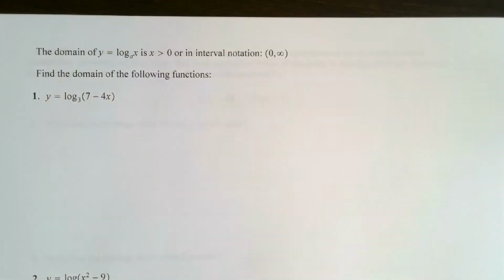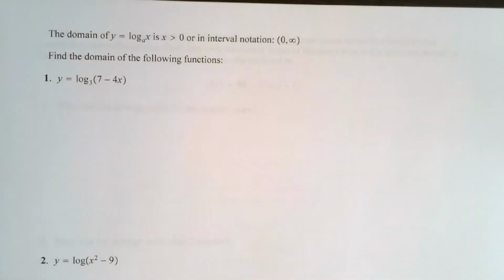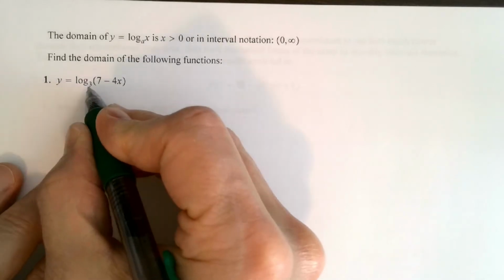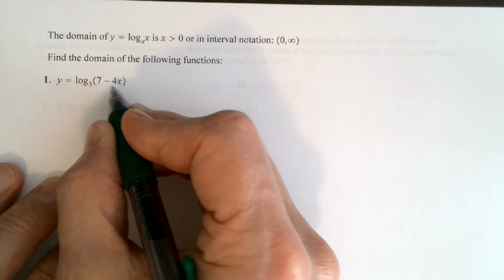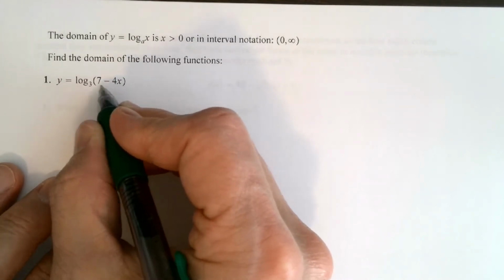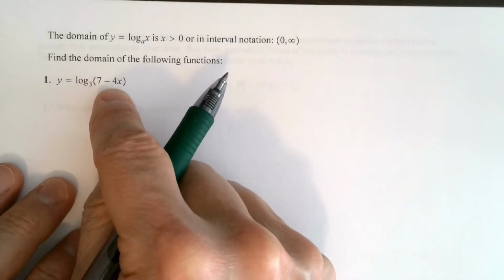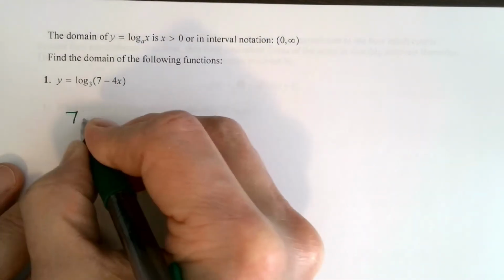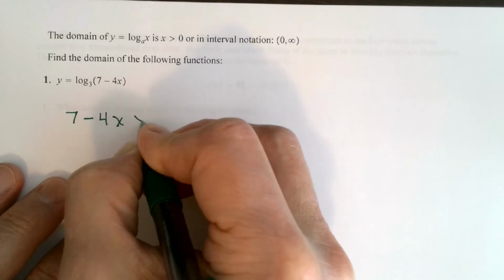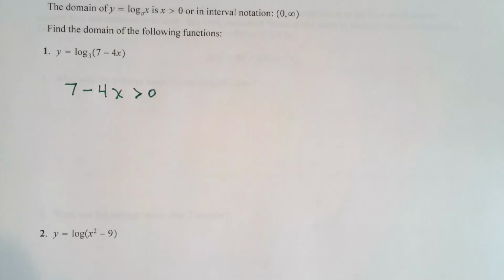Okay, so let's take a look at this first one. So here we have the function y equals log base 3 of 7 minus 4x. So this is inside the log function. Well, whatever is going inside the log function, whatever I'm taking the logarithm of, the stuff in the parentheses, 7 minus 4x, that stuff has to be greater than 0. So when I talk about domain, then 7 minus 4x must be greater than 0. Right? So now we solve this linear inequality.